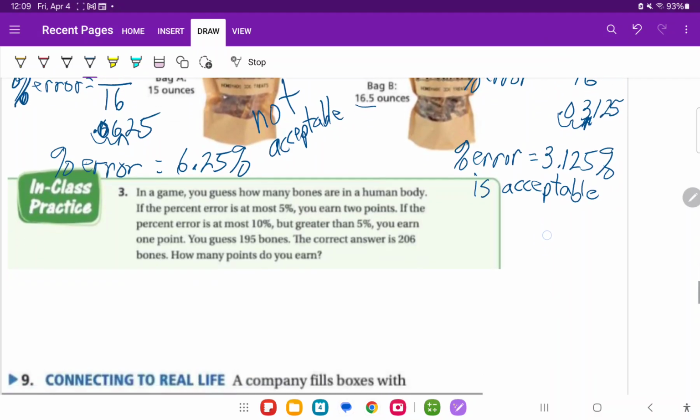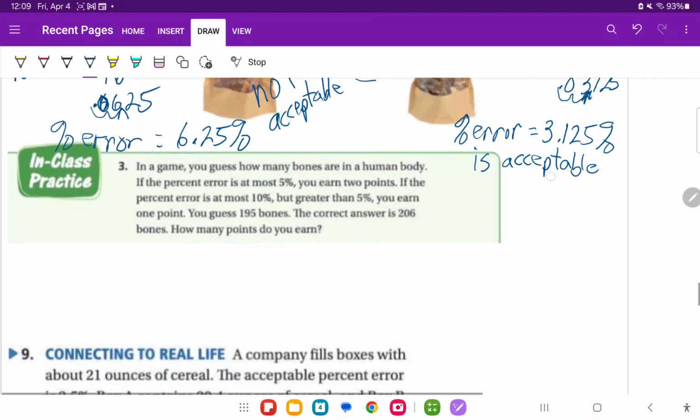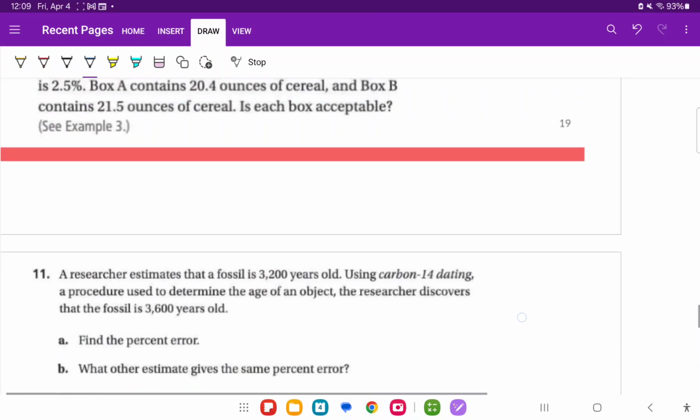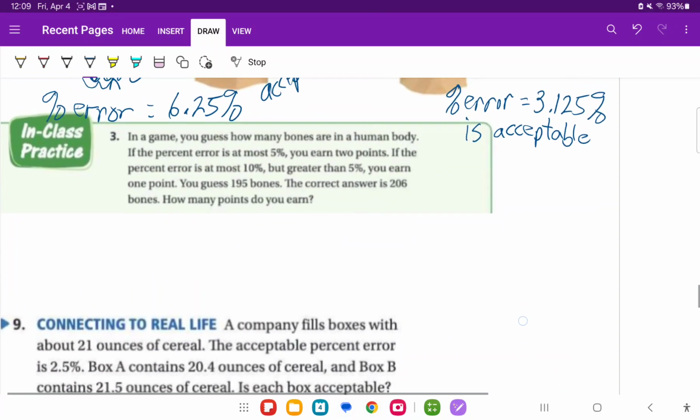Okay, let's do this last problem real quick. We are only doing one more problem on this. In a game, you guess how many bones are in a human body. If the percent error is at most 5%, you get 2 points. If the percent error is 10%, you get 5. It's between 5 and 10%, you earn 1 point. You guess 195 bones. The correct answer is 206. How many points do you earn?